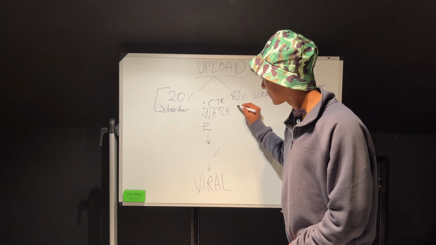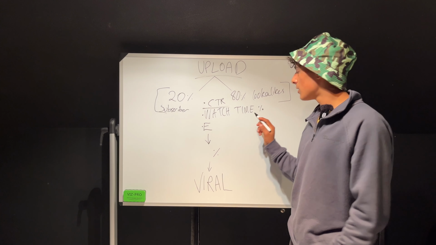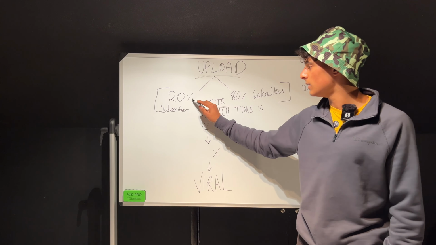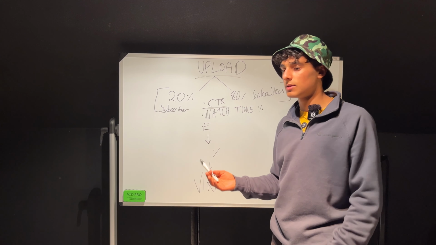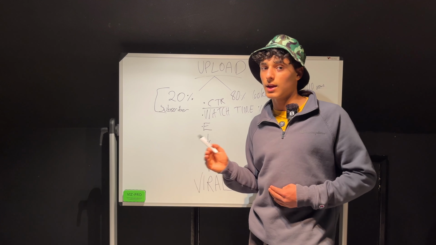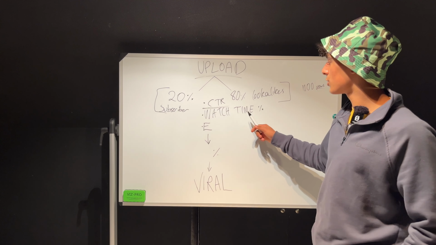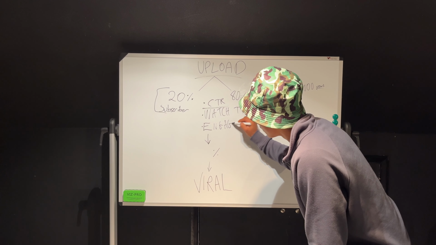Watch time. And this is as a percentage, by the way. So watch time as a percentage means that if your video is 1 minute and it's getting watched for 30 seconds, YouTube is going to push it the same as a video that's 10 minutes and it gets watched for 5 minutes. So watch time as a percentage. The next thing it measures is engagement.